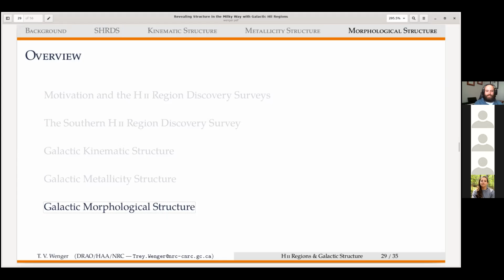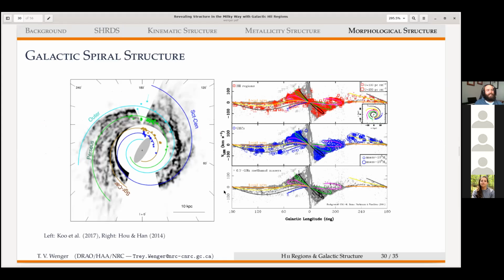So the last thing I want to talk about is galactic morphological structure, which is what can these H2 regions tell us about the morphology of the Milky Way? People have been doing this for a long time, trying to fit spiral arms to the distribution of stuff in the galaxy. Here on the left is some work by Ku et al. in 2017, looking at the distribution of neutral hydrogen in a face-on view and comparing it to the spiral model from Reid et al. based on the maser parallax sources.